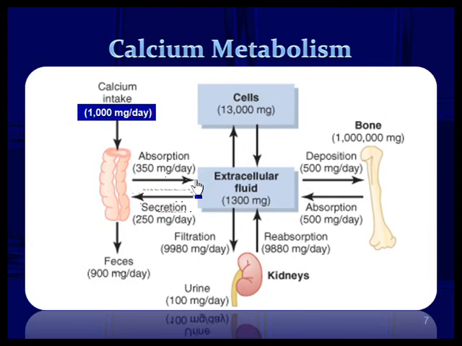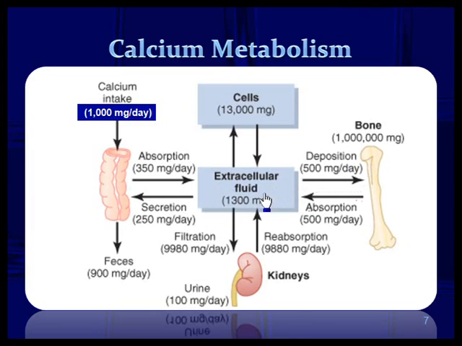So the 350 milligrams per day that is absorbed enters the extracellular fluid, which is in equilibrium with the calcium in the cells, which is 13,000 milligrams. And this extracellular fluid is again in balance with the bone, which contains as much as 1 million milligrams of calcium. 500 milligrams of calcium is deposited in the bone every day, and 500 milligrams of calcium is reabsorbed. This is the process of bone remodeling that occurs every day.